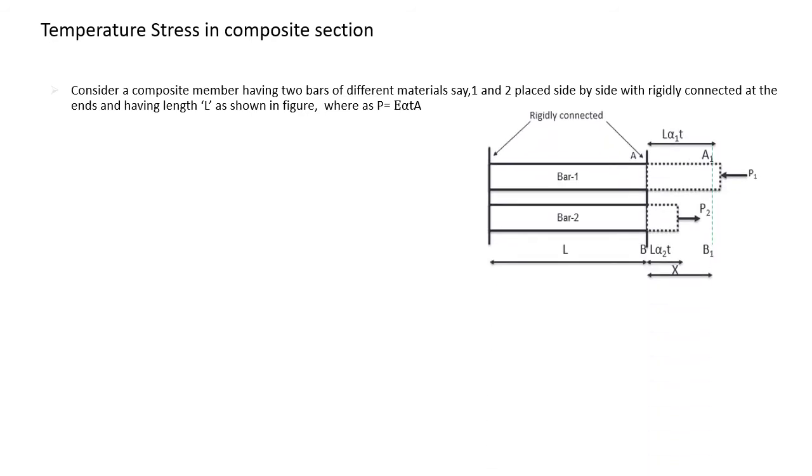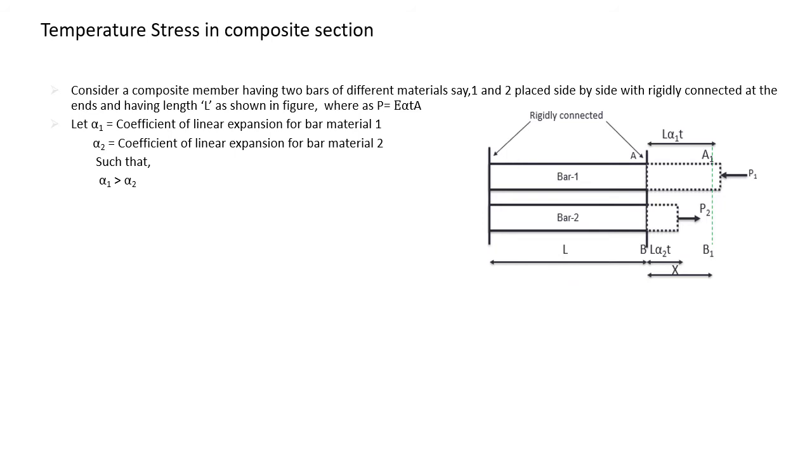Consider a composite member having two bars of different materials, say 1 and 2, placed side by side and rigidly connected at the ends, having length L as shown in the figure. Let alpha 1 be the coefficient of linear expansion for bar material 1 and alpha 2 be the coefficient of linear expansion for bar material 2, such that alpha 1 is greater than alpha 2.